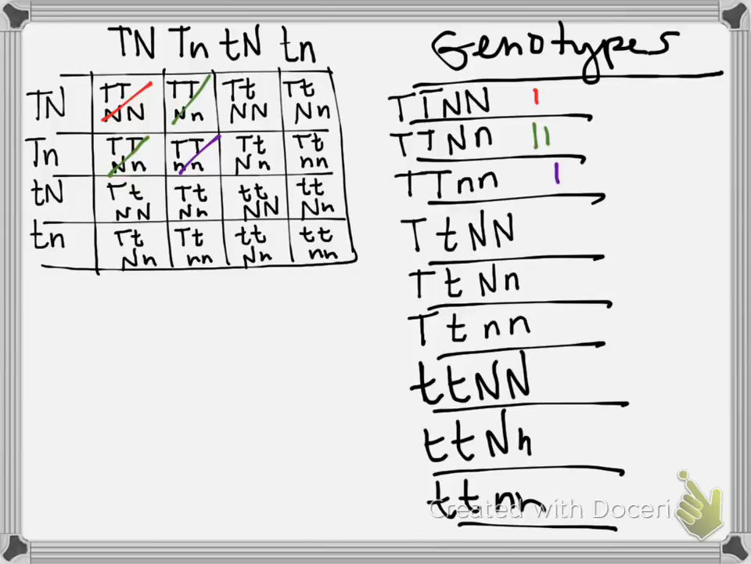So big T, big N, big N. Big T, little t. I see one there. I see one there. Any others? Okay. Big T, little n, little n. Big T, big N, little n. 1, 2, 3, 4.